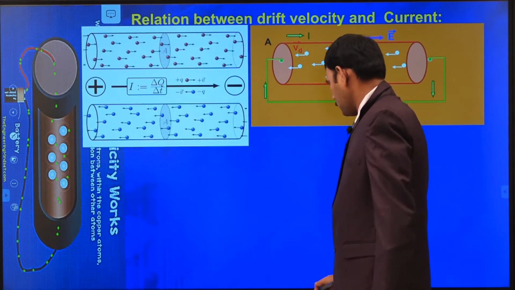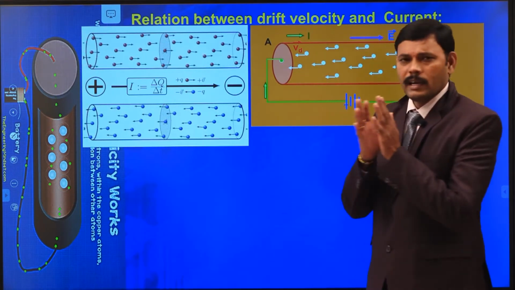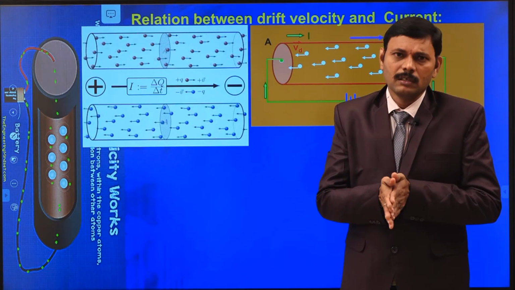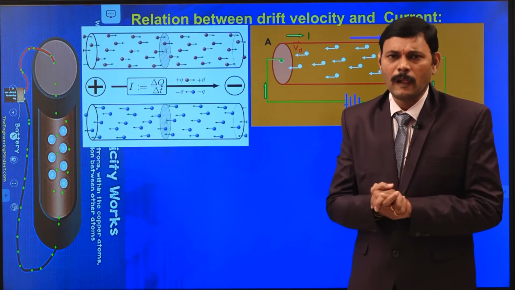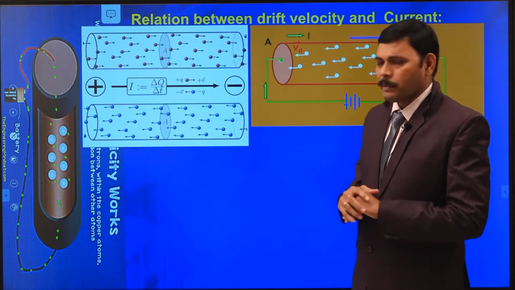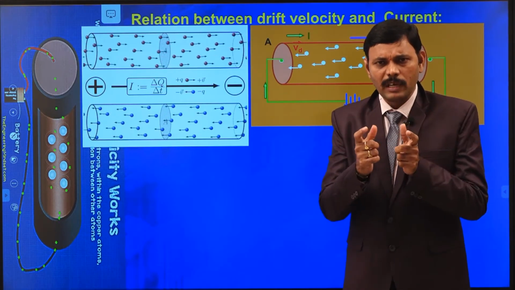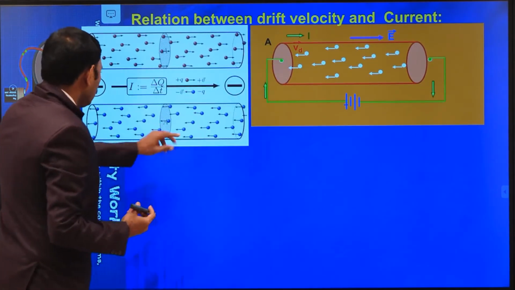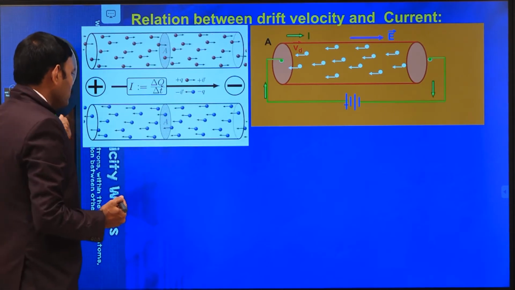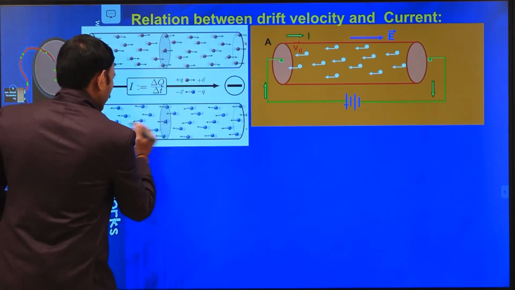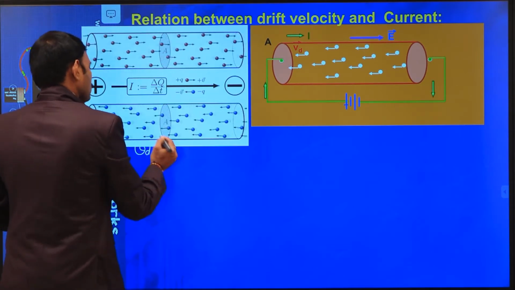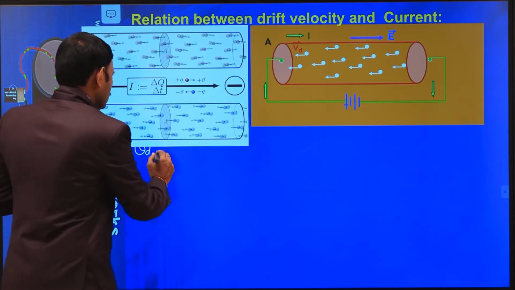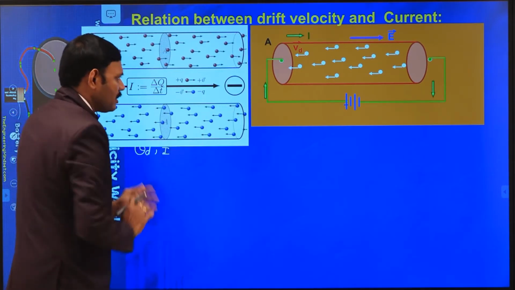drift velocity and current. So far we defined the current as the rate of flow of charge, and we derived the drift velocity, that is equal to eEt by m. Now the present topic in this session is the relation between drift velocity and current. We have to derive it. Students, the velocity with which these electrons are moving is known as the drift velocity. We know that one. And this rate of flow of charge, that is charge flow in unit time, is known as current. We have to find the relation between these two.